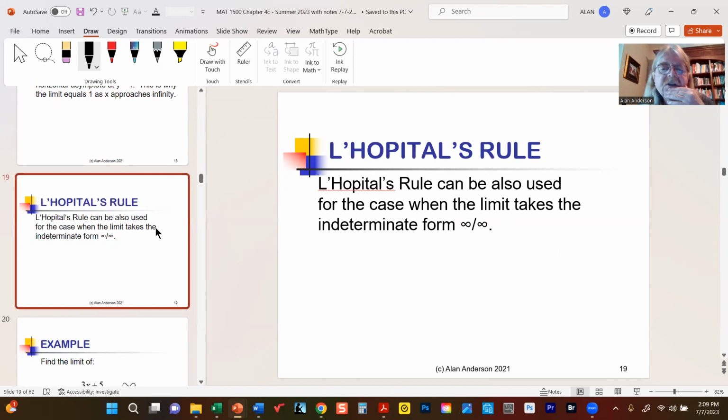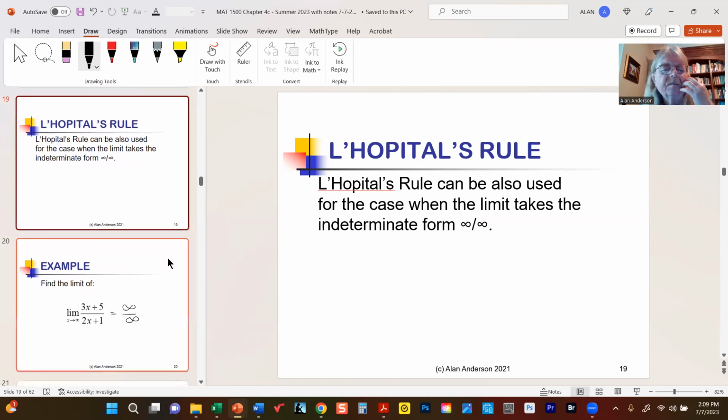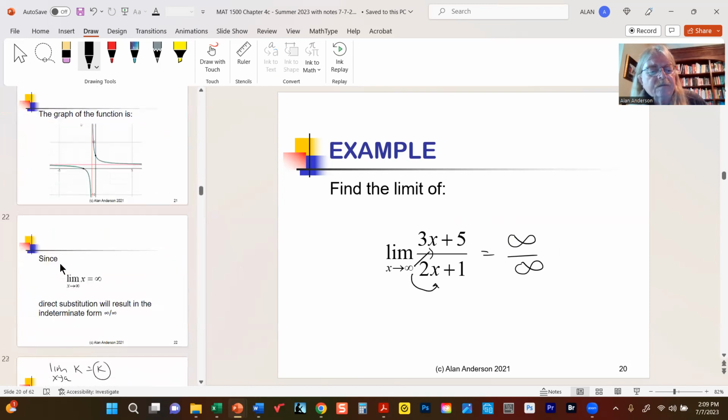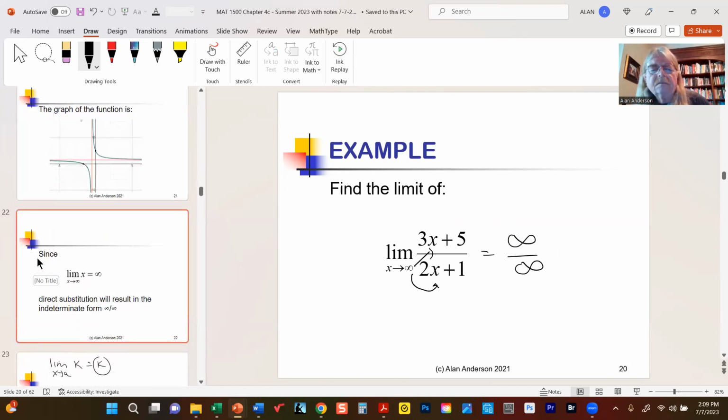Now, I mentioned this before, we can also use L'Hopital's rule when direct substitution gives us infinity over infinity. Something like this. If I plug in infinity for x, I'm just going to wind up with infinity over infinity. That doesn't do me any good. So what do I do about it? Same thing. I'm going to take the derivative of the numerator and the denominator.